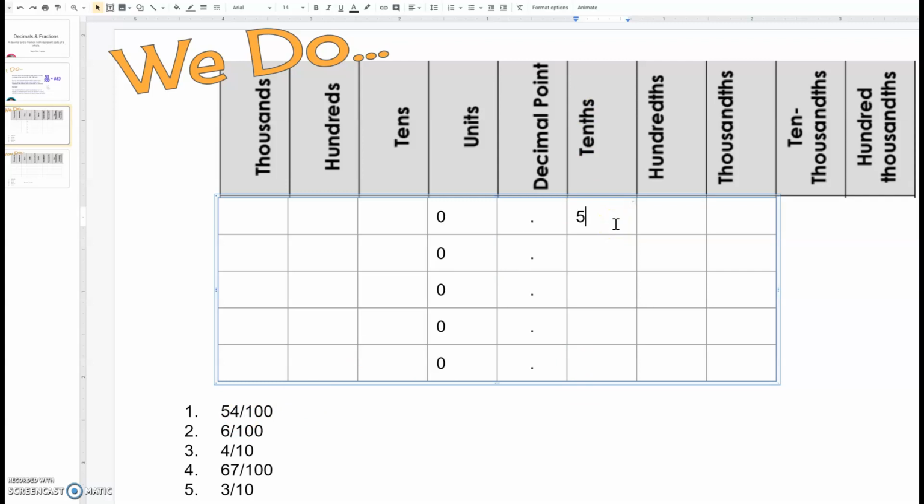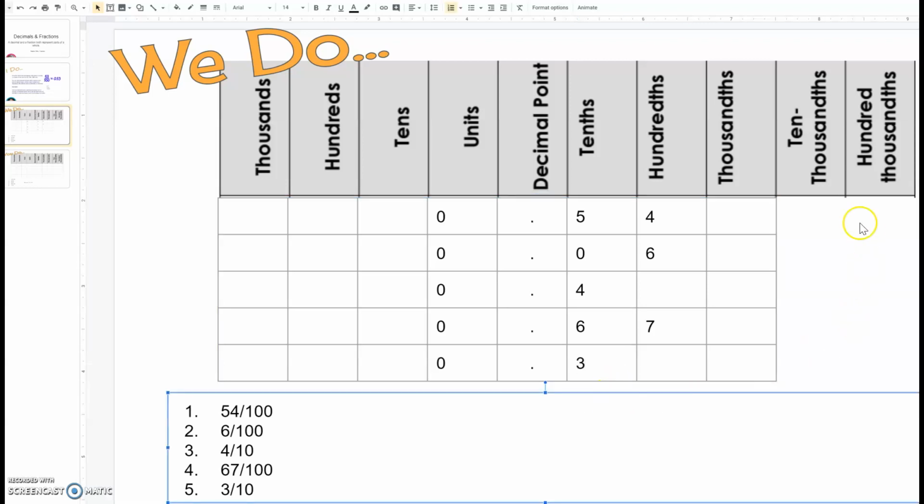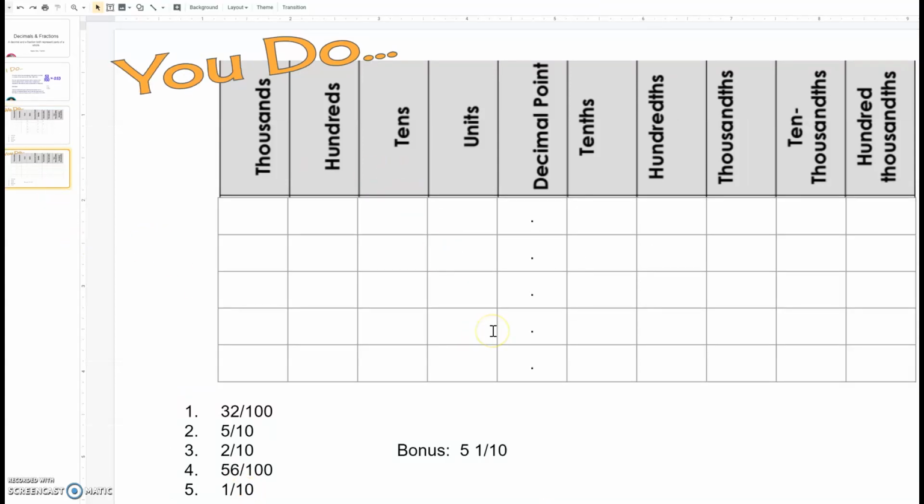So it's going to be 5, and then like I said on the last slide, my 4 has to line up with that hundredths column. Then I have 6 hundredths. Remember, the 6 needs to be here. That's my last number, so I'm going to have to add a 0 to fill in that space. Then I have 4/10, same thing, 4/10, last number, 67 hundredths. And then finally, I have 3/10. So that's how they would line up. If you take a look at each of these numbers, see how they match up with the fractions below. This next slide, I'm going to have you try this on your own.